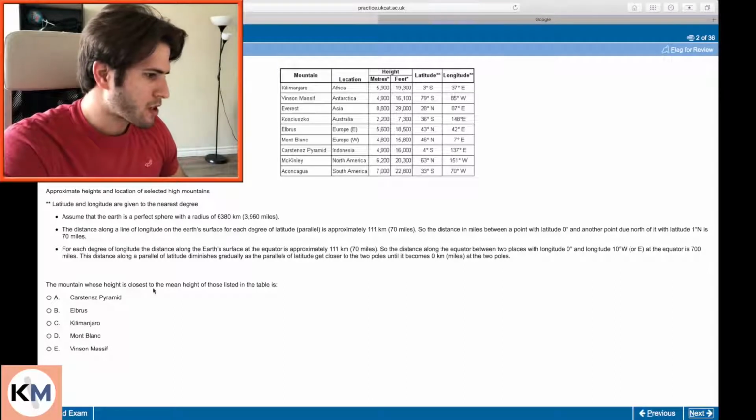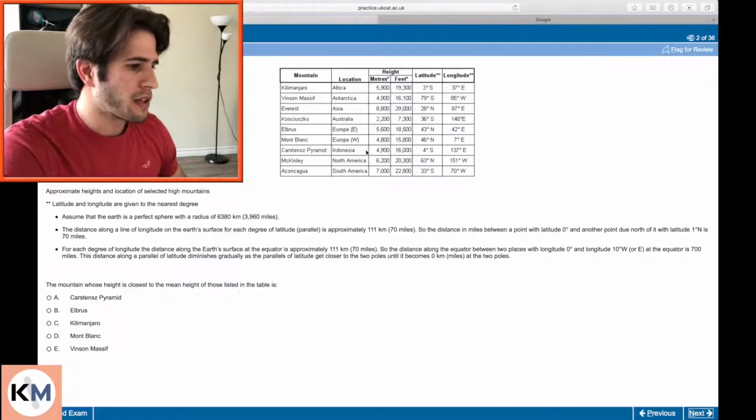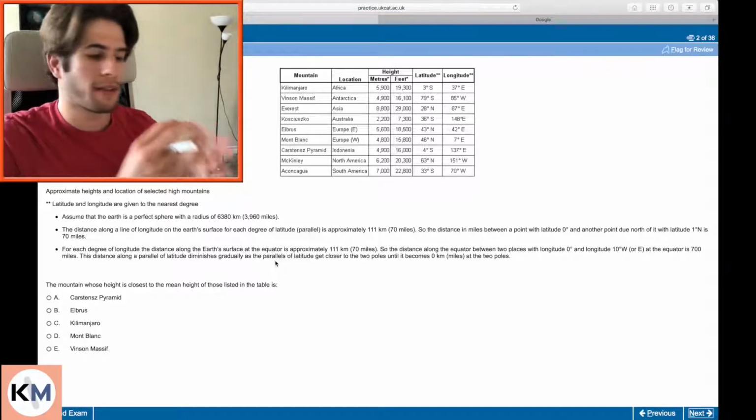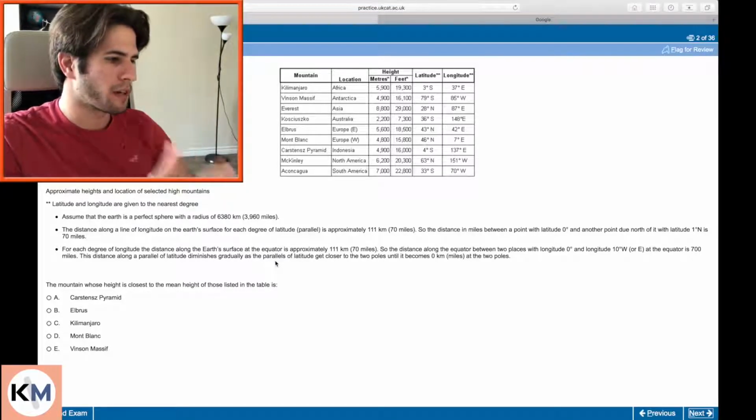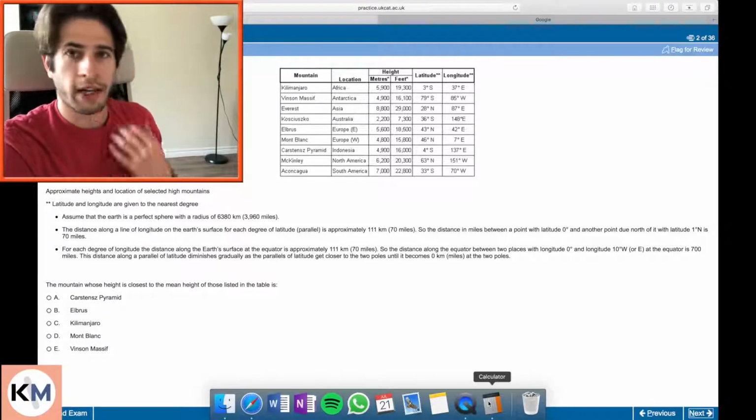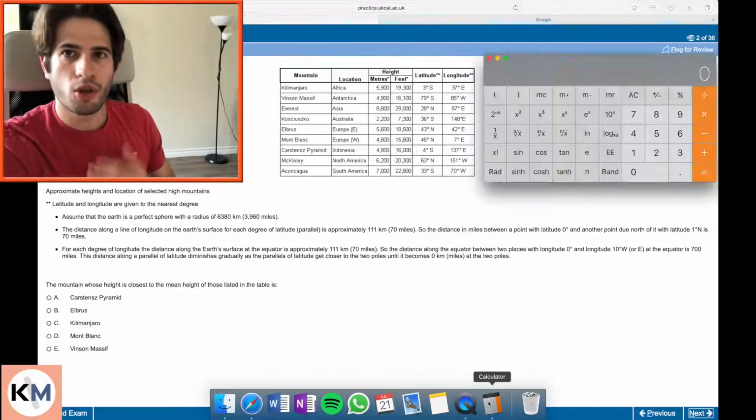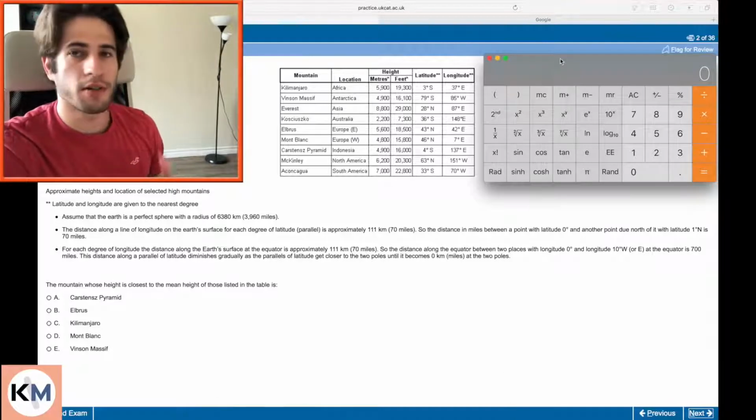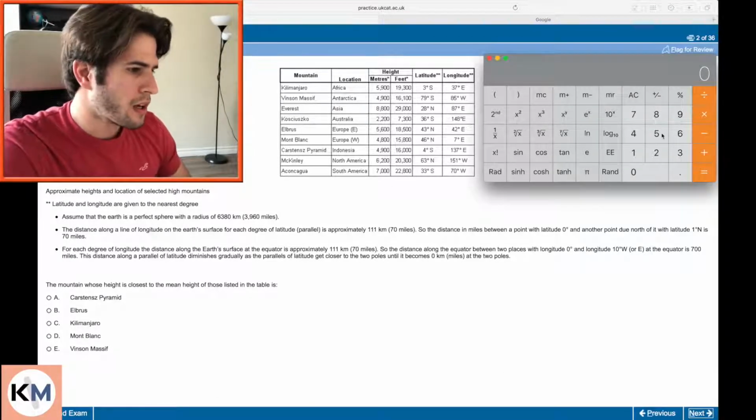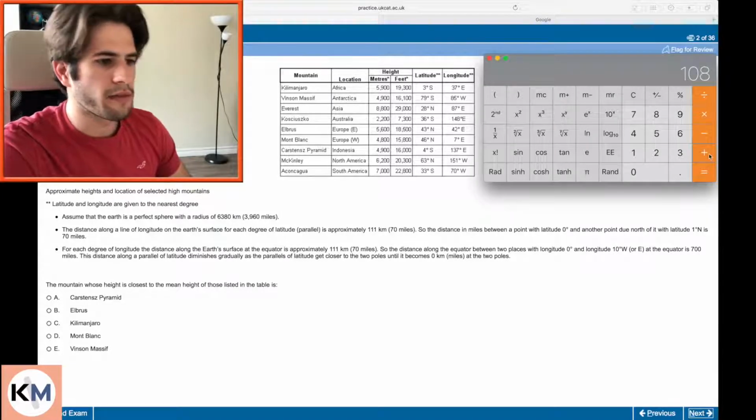The mountain whose height is closest to the mean height of those listed in the table. So this first requires me to calculate the mean height of all of the mountains in the table, and then find the one that's closest to that. Now, I can already tell this is going to take so much time, okay? Calculating the mean height using this on-screen calculator is going to take forever. I'm going to have to write 59 plus 49 plus whatever.